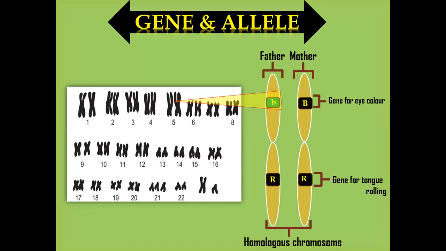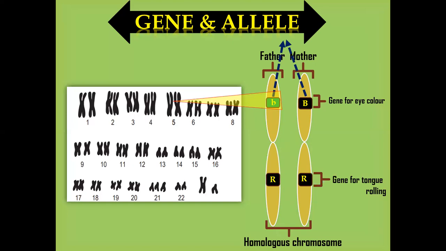Now in these homologous chromosomes, the genes appearing for the same trait are called alleles. For example, the capital B is appearing for eye color, while the lowercase b is also appearing for eye color, and they're present at the same locations on the homologous chromosomes. So these are alleles of each other.